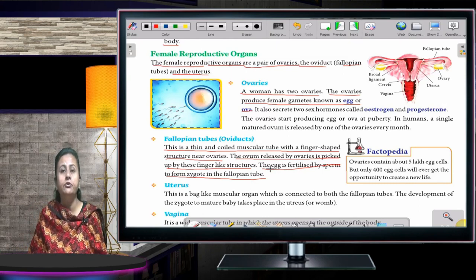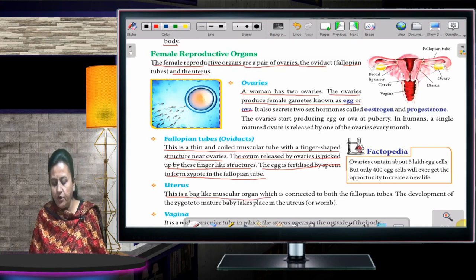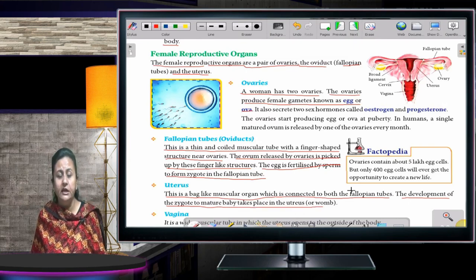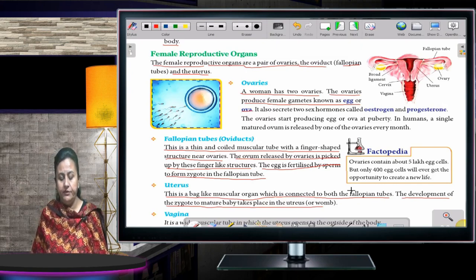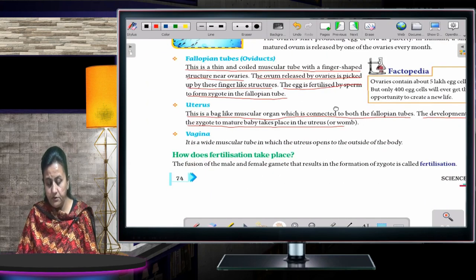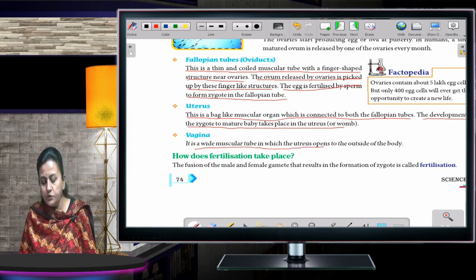Now we'll talk about the uterus. This is a bag-like muscular organ which is connected to both the fallopian tubes. The development of the zygote to a mature baby takes place in the uterus or womb. Here the baby starts developing. The fetus is there and the fetus develops into a baby. Now vagina. What is the vagina? It is a wide muscular tube through which the uterus opens to the outside of the body.